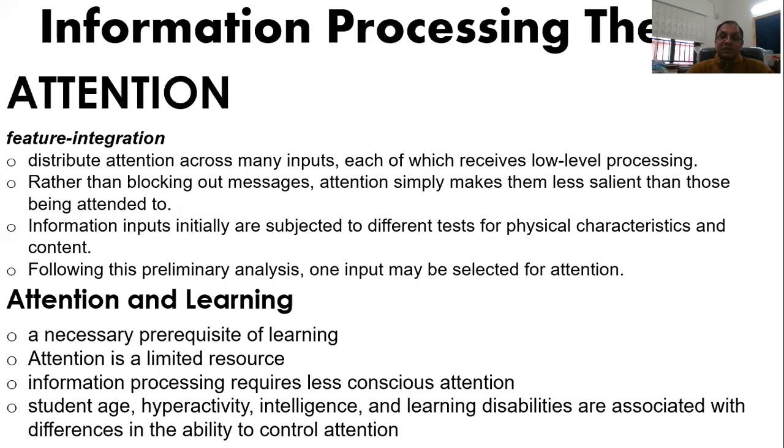So information processing requires less conscious attention. So it's an unconscious attention. Selecting something to pay attention to is an unconscious process. And then student age, hyperactivity, intelligence, and learning disabilities are associated with differences in the ability to control attention.